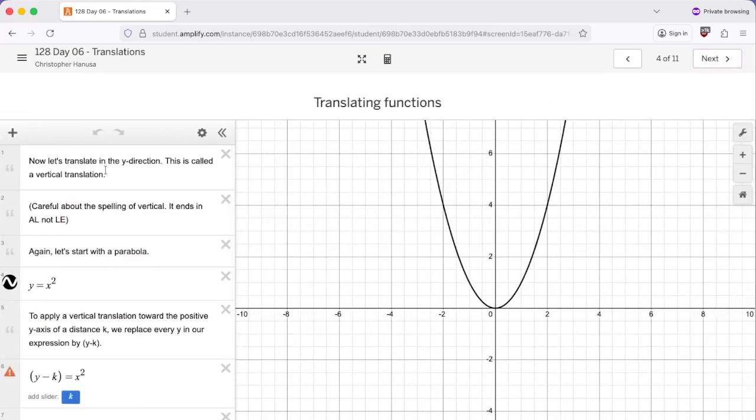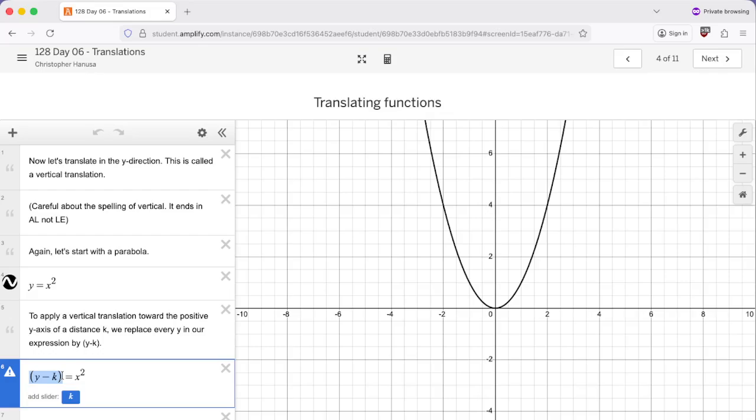All right, now let's practice going in the y direction. This is a vertical translation. Careful, vertical ends with AL and not LE. Okay, so we're going to start with our parabola. And to make a vertical translation, you replace every y in our expression by y minus k.